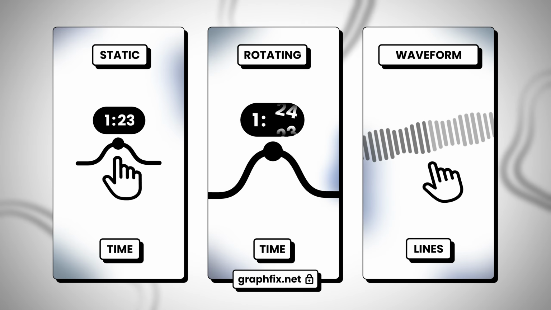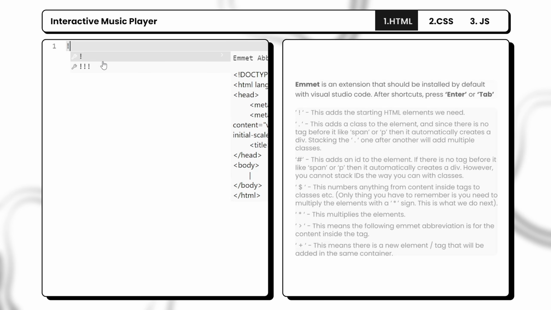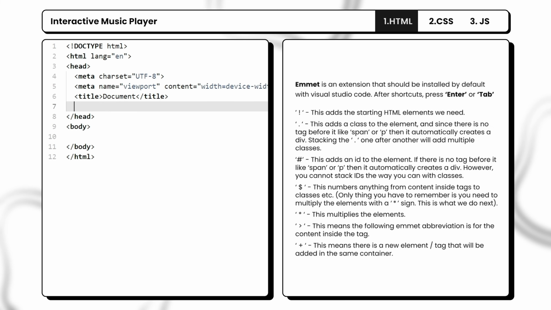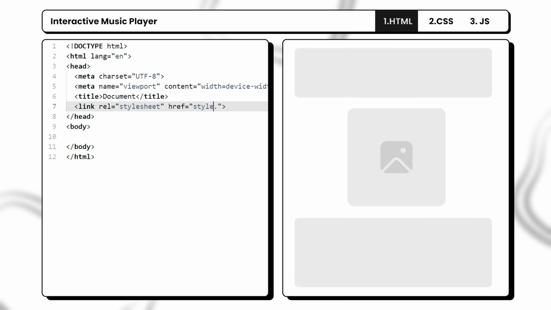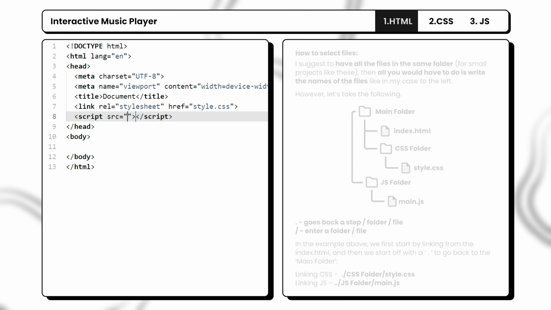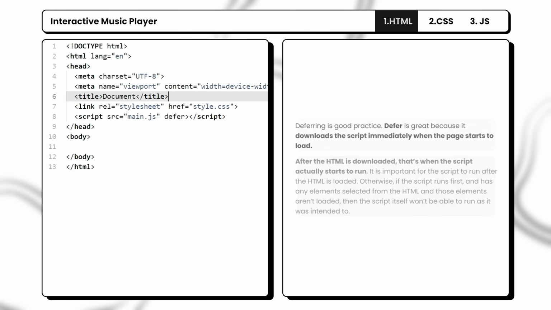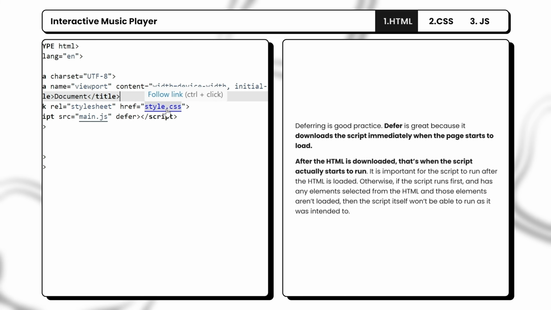But now let's start coding. So we will start off with an element abbreviation, which will add the basic HTML elements for our site, and then we will link our style sheet and our script. Remember to add a defer to our script, and what I do next is create the files by control and clicking, which is a shortcut in Visual Studio Code.